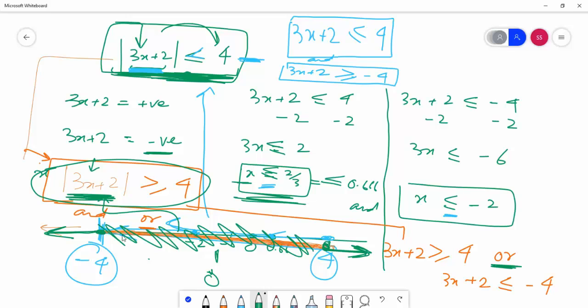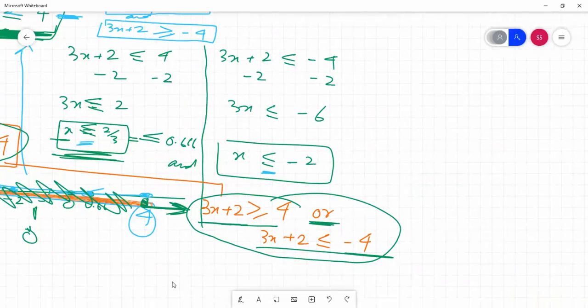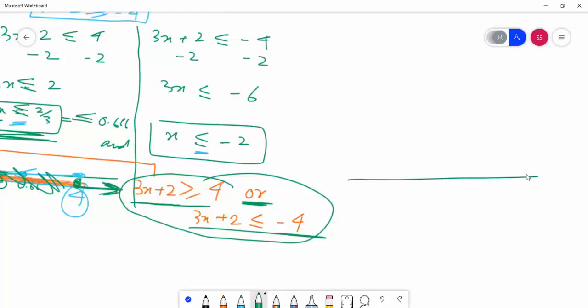So practically, when you see the number line, you have these two things here. Or the question can come in this way: 3x plus 2 is greater than or equal to 4, or 3x plus 2 is less than or equal to negative 4. Convert this into an absolute value inequality. So you'll make the number line. This is 0, for example, this is 4, this is negative 4. And let's put x is greater than or equal to 4 and x is less than or equal to negative 4.